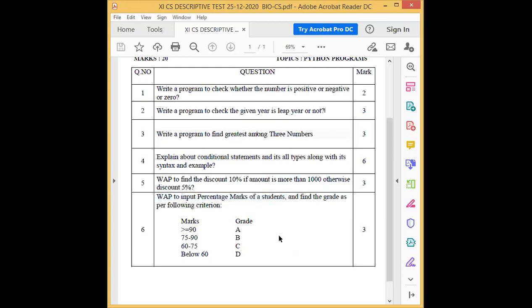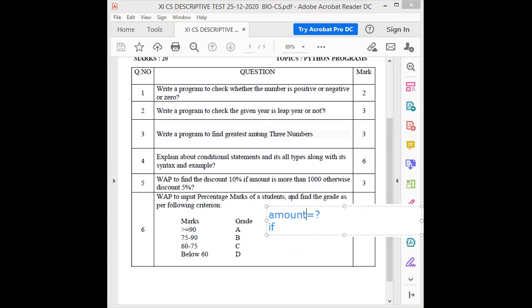I will just give some conditions, then you can complete the program. Before that, you have to give the input value. Discount value is not the input; sorry, amount is our input. So you have to give the input value here. Amount is our input. If that amount is more than 1000.